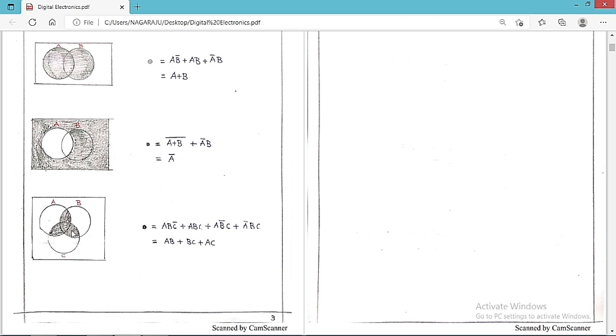So if you add all these things, we are going to get AB plus BC plus CA. If you simplify this complex expression with the help of K-map, or simply the normal way we are doing, finally we are going to get AB plus BC plus CA.